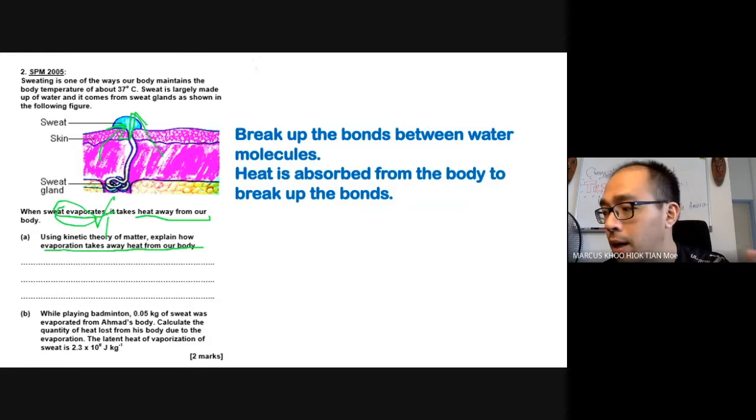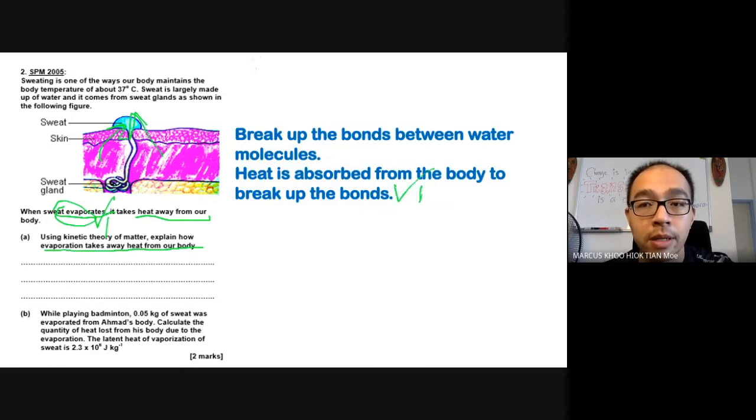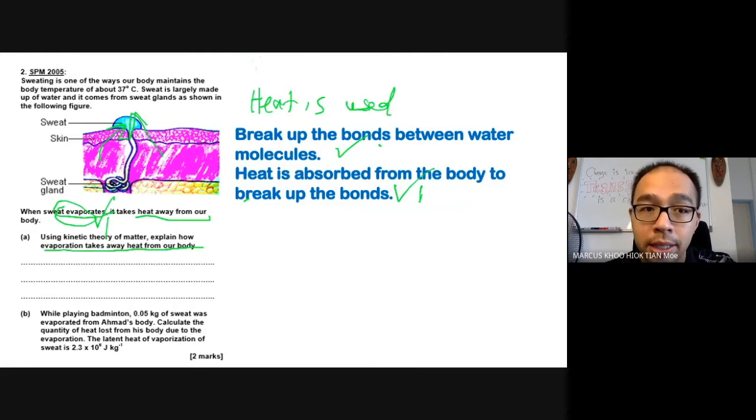Okay, because it is not mentioned there, evaporation. So evaporate is 1 mark, and then the second mark is heat is absorbed from the body to break up the bonds. Okay, so in this particular question, we have to talk about the heat is used, okay, to break up the bonds between the water molecules. And where does the heat come from? The heat comes from our body.